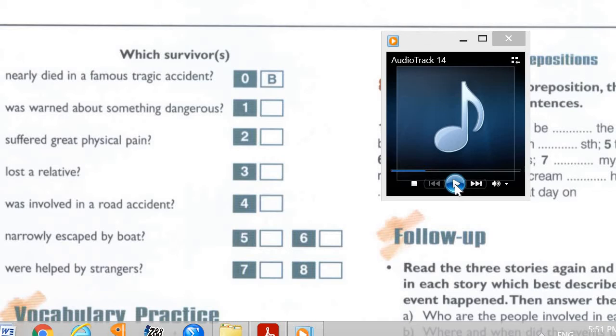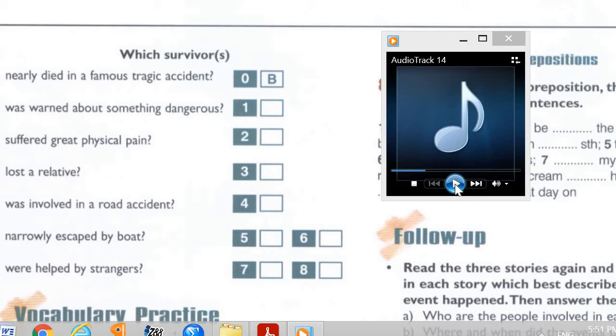Okay, the first one was David Franklin. Can you answer the questions? For example, let's look at the questions. Nearly died in a famous, not this one, was warned about something, not this, is dangerous, and suffered great physical pain. Yes. So you are supposed to write A here. David Franklin, A. He was in agony, great or extreme physical or mental pain.